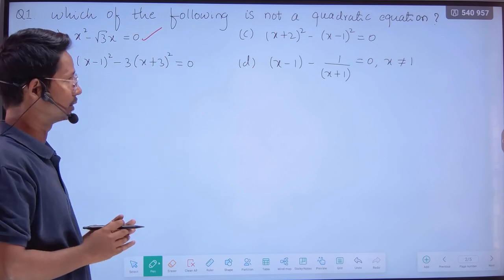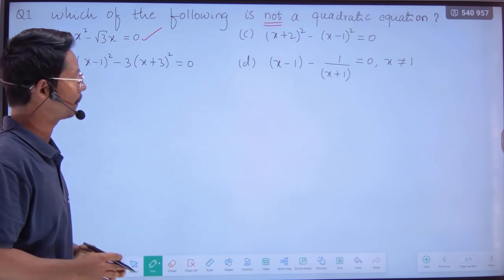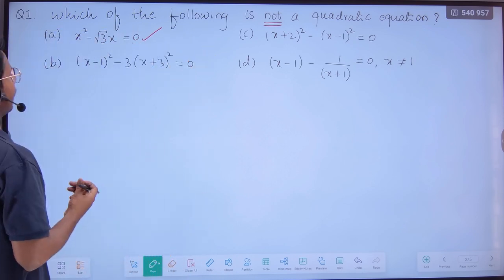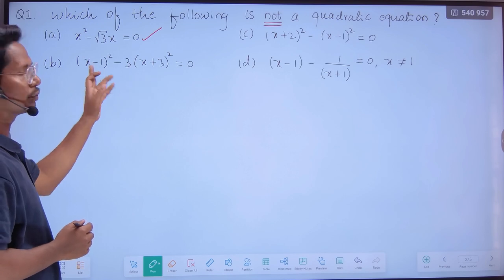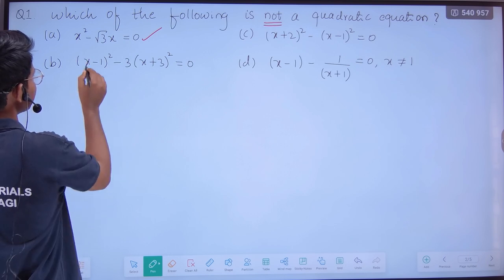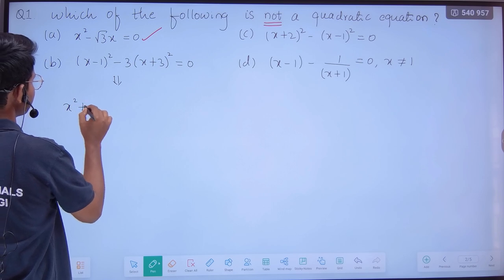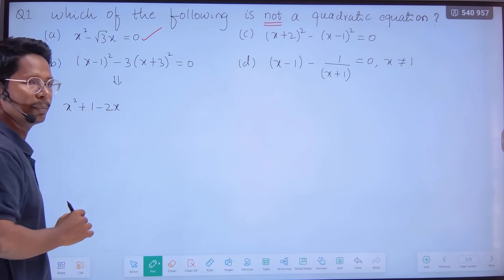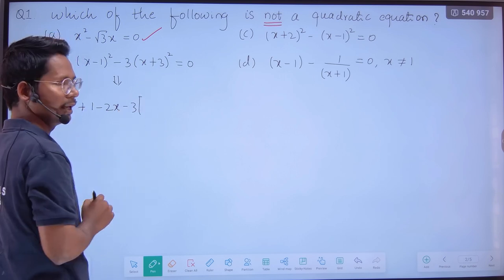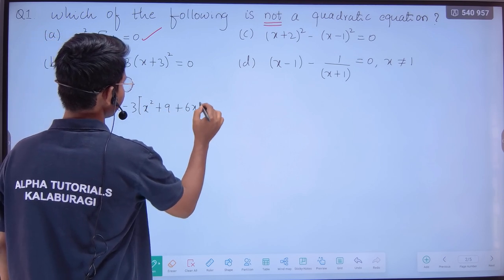This is a quadratic equation, but he is asking which is not a quadratic equation. So this is going to be a quadratic equation. We'll check for option B. Now here we have squares. So first we need to simplify and then we'll decide whether it forms a quadratic or not. So it is (a minus b) whole square. I'll write here a square plus b square minus 2ab, after applying (a minus b) whole square, minus 3 as it is. Inside again (a plus b) whole square, a square plus b square plus 2ab.